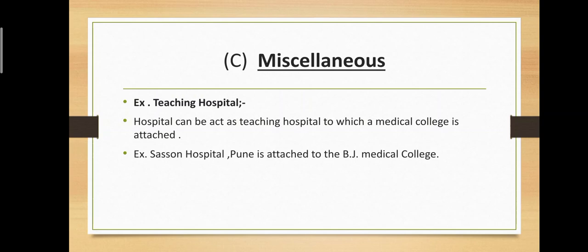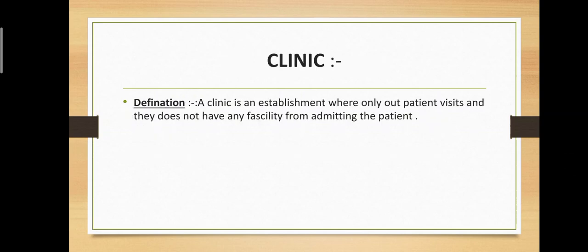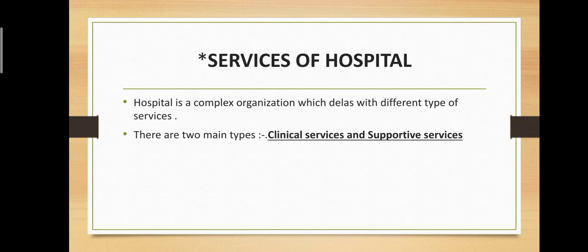C. Subtypes under the hospital is miscellaneous, for example, teaching hospital. Hospitals can act as a teaching hospital to which a medical college is attached. Example, Sassoon Hospital, Pune is attached to the BJ Medical College, Pune. Clinic. What is the definition of clinic? A clinic is an establishment where only outpatient visits happen and they do not have any facility for admitting the patient. This is the simple definition of clinic.